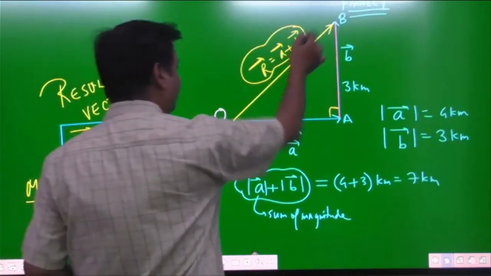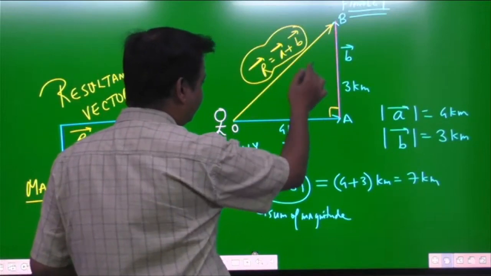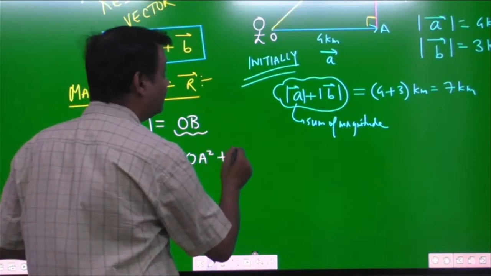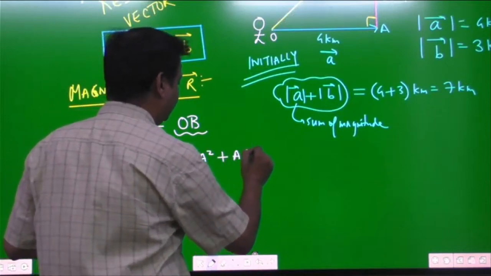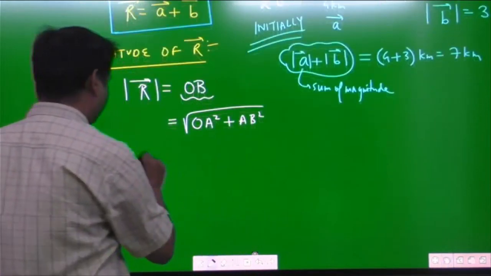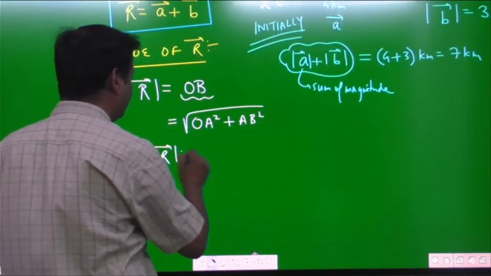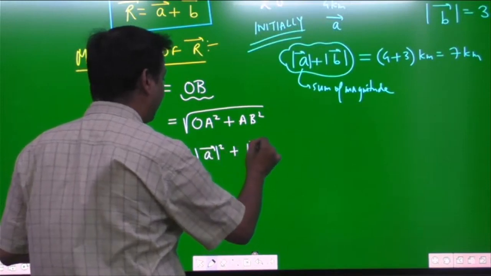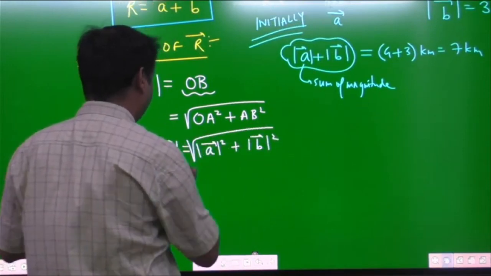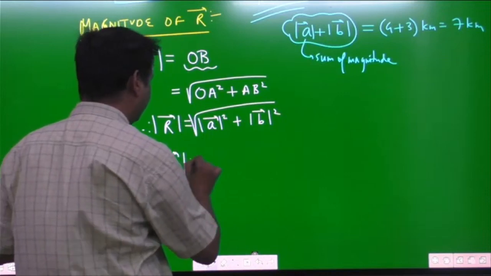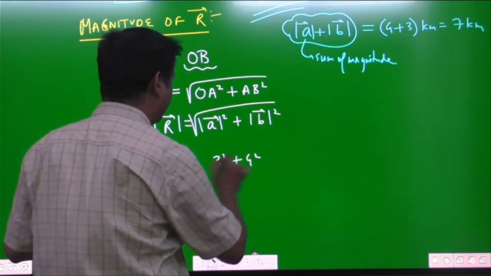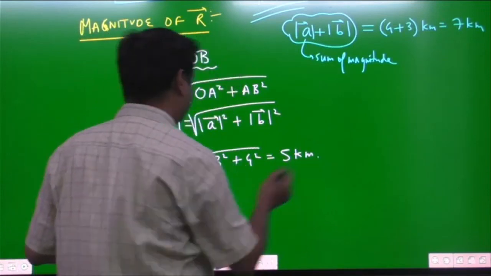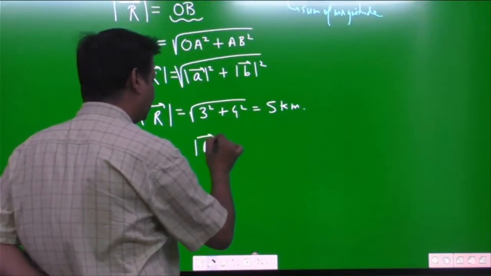So if you're finding the side OB, simply apply lower class geometry, the Pythagoras theorem. OB will be the square root of OA squared plus AB squared. So the magnitude of vector R will be, what is OA? The magnitude of vector A. What is AB? The magnitude of vector B. So vector R will have a magnitude of the square root of 3 squared plus 4 squared, so it will be 5 kilometer. The unit is kilometer, right? So the modulus of vector R is 5 kilometer.